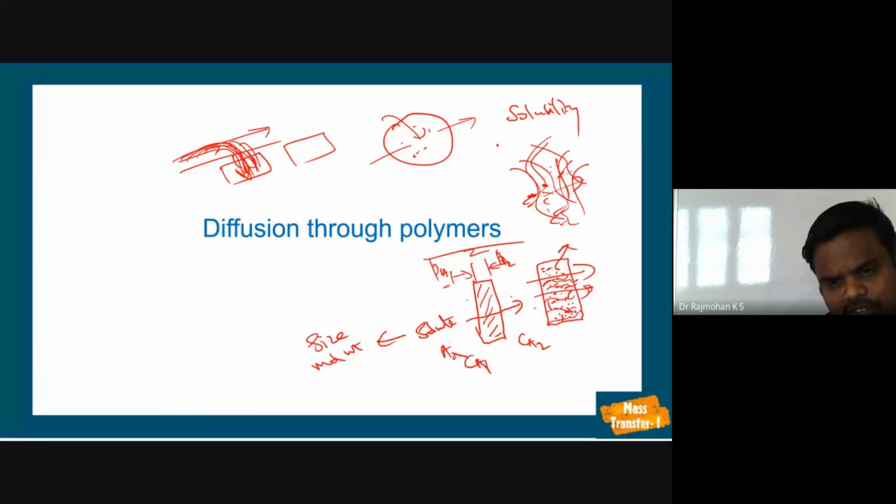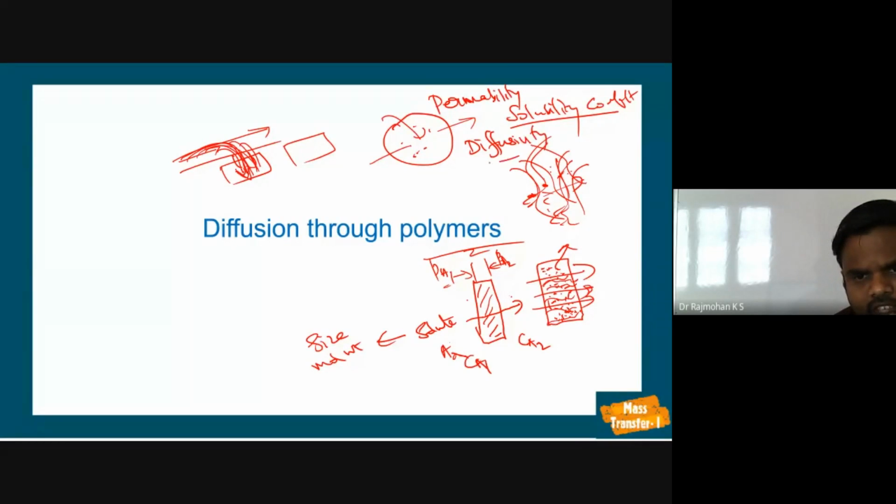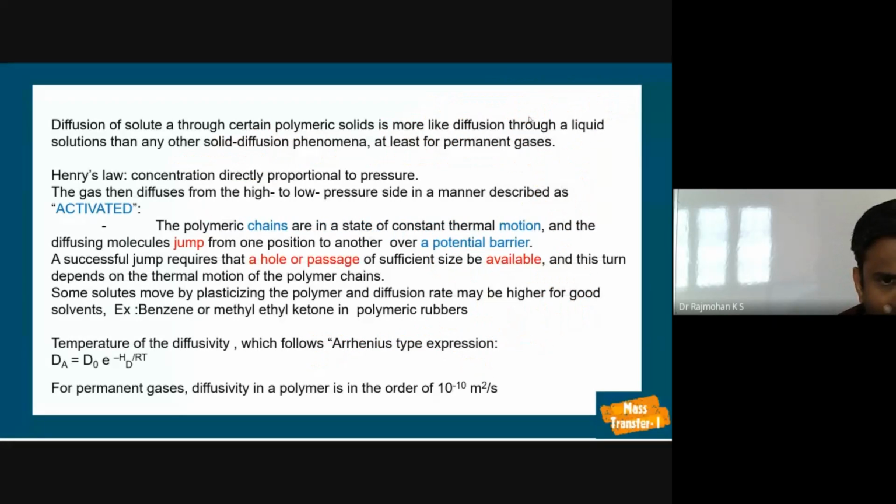Again here we will be introducing the solubility coefficient. Then we will introduce permeability, and we have diffusivity, mass diffusivity. So these three are related. If you look at the diffusion of a solute through a polymeric solid, it is similar to diffusion through a liquid. In most cases it is similar to how the solute travels in a liquid. At least for permanent gases, the diffusion is simple and easy, because it depends upon the size of the molecule. If the solute A molecule size is very small, it will easily diffuse through. It can be related to diffusion through liquids also.